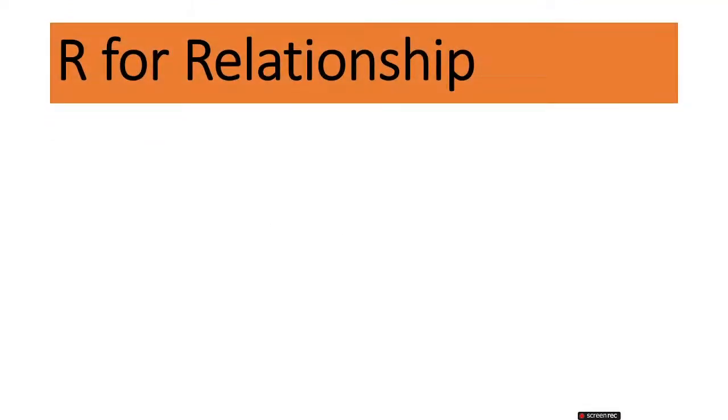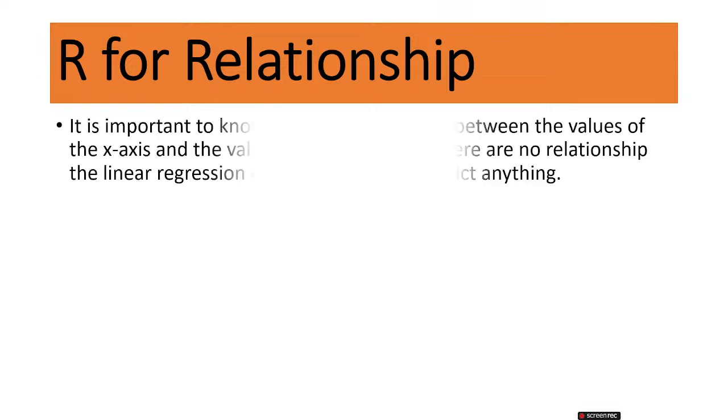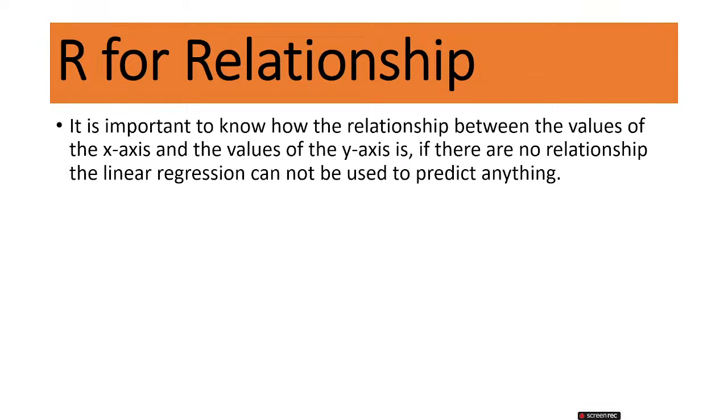It's also important to look at the relationship. Mainly we use the correlation R, and correlation identifies, for the values of the x-axis and the values of the y-axis, what is the relation between the two variables. If there is no relationship, linear regression cannot be used to predict anything. So suppose you want to get the relation, and the R value is equal to 0. It means that there is no relation. Suppose I get a linear correlation R equal to 0, it means that there is no relationship.